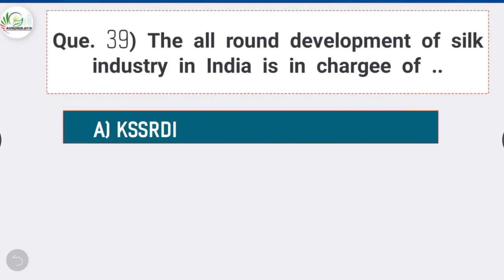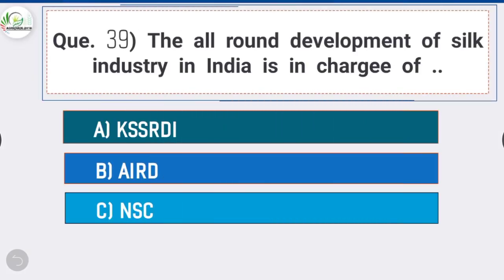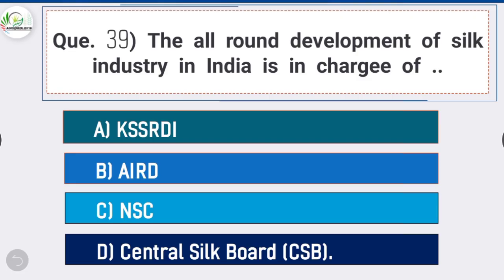Question number 39. The all-round development of silk industry in India is in charge of, and the correct answer is Central Silk Board or CSB. Central Silk Board or CSB is a statutory body established in 1948 by an Act of Parliament having headquarters at Bangalore. It is working under the administrative control of Ministry of Textiles, Government of India.